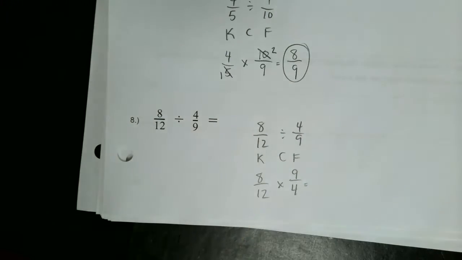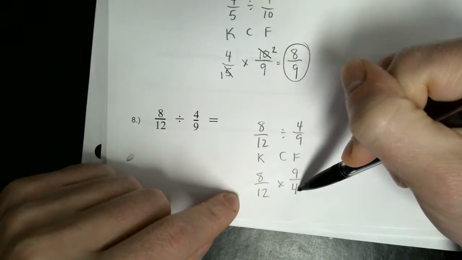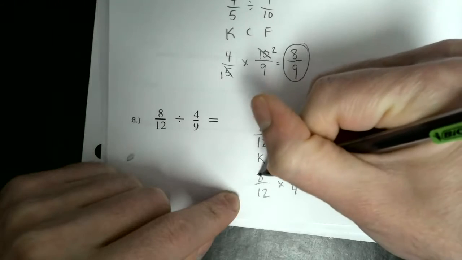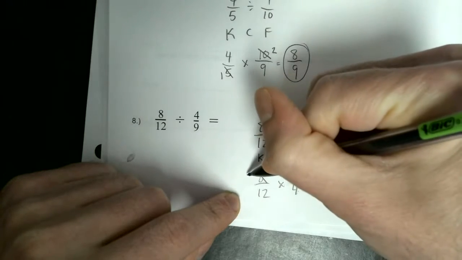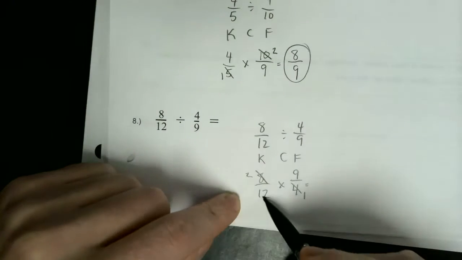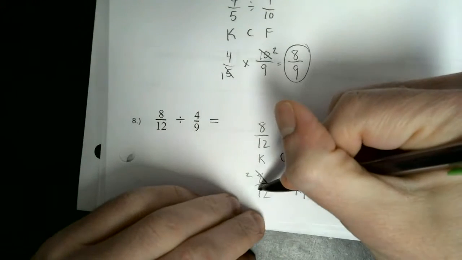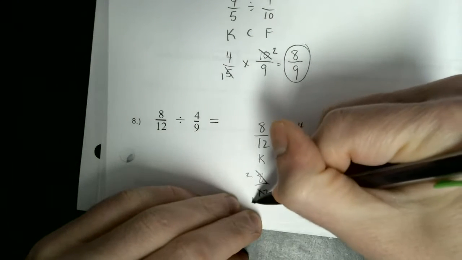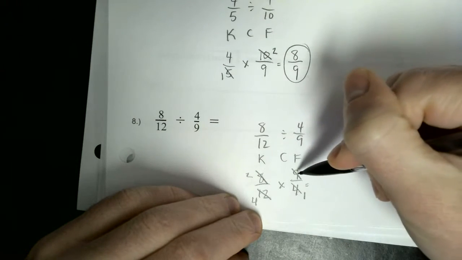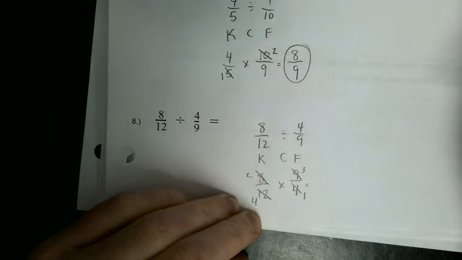Can we simplify? Let's see. 8 and 4. Oh, yeah. You can divide 8 and 4 both by 4. 8 divided by 4 is 2. 4 divided by 4 is 1. 12 and 9. Let's see. You could divide 12 and 9 by 3. 12 divided by 3 is 4. 9 divided by 3 is 3.